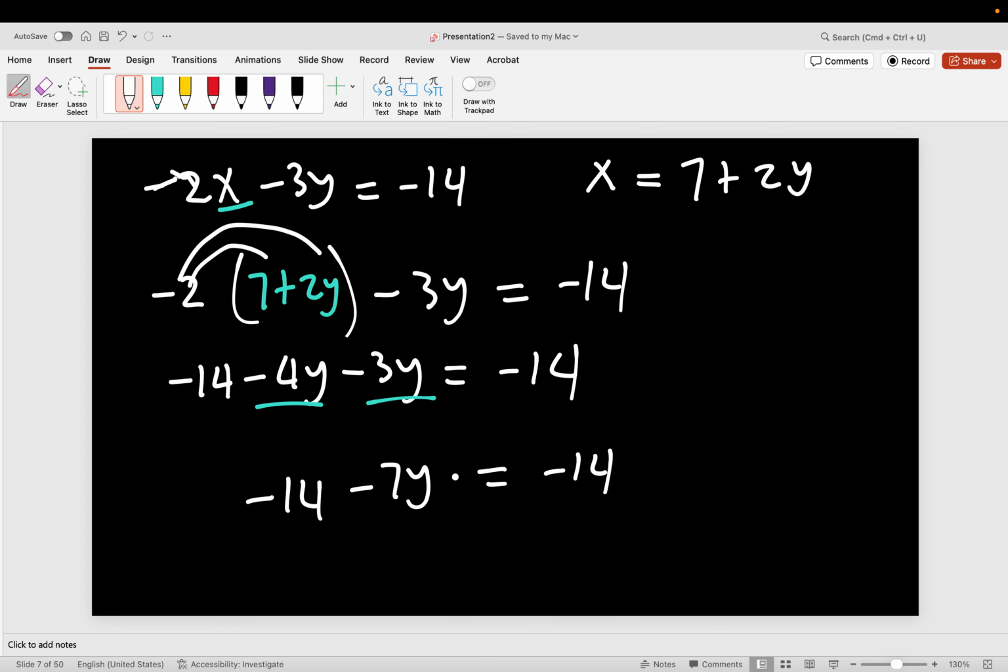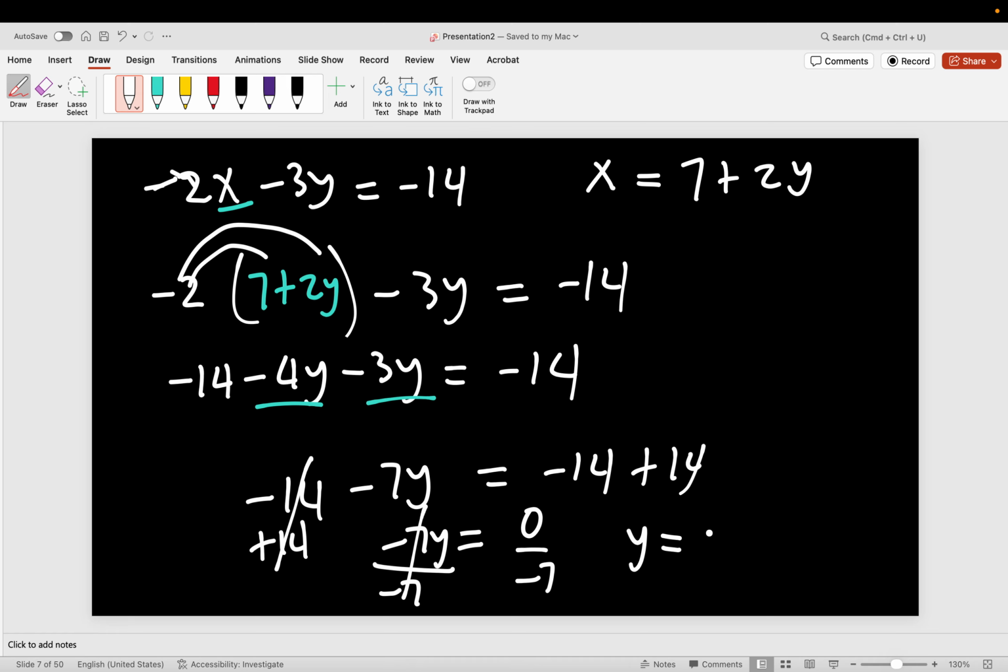There's an equal sign between them that prevents us from combining them, so we need to put them on the same side of the equation. So I'm going to add 14 to both sides of the equation. So -7y equals -14 plus 14, which is 0. Then I'm going to go ahead and divide both sides by -7. So my y is 0 divided by -7, which is 0, right? So that bit is done. So now we have y.